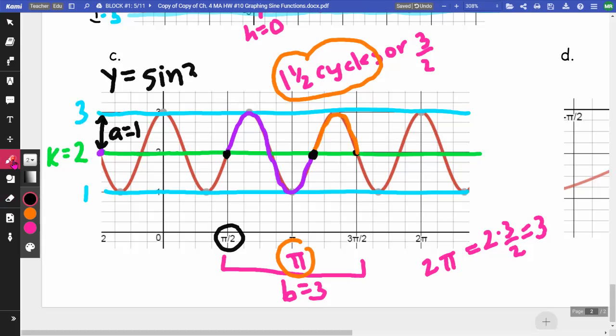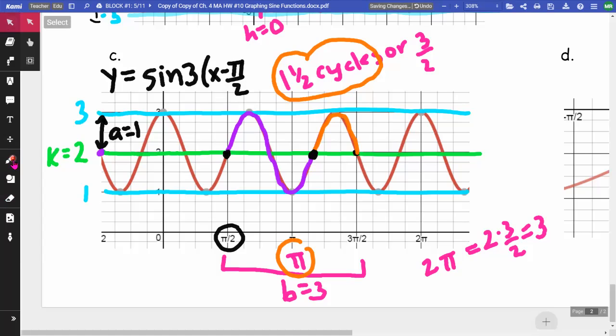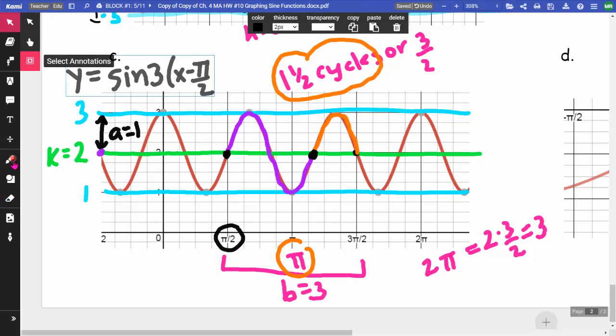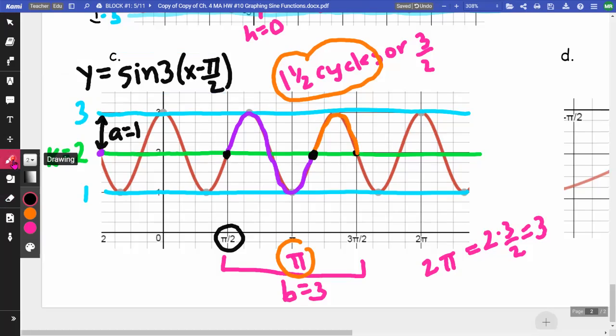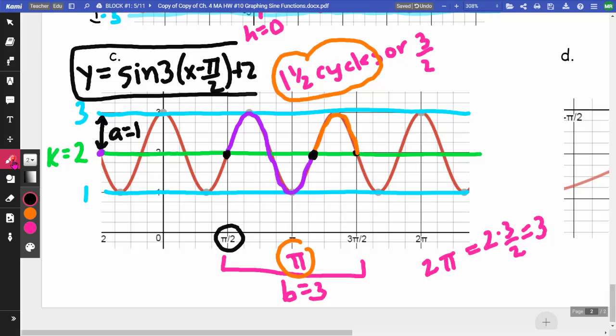And then again, my B is 3. And then because I'm starting at pi halves, this is going to be x minus pi halves. And then because of that k, which is 2, it's going to be plus 2. And that's going to be my equation.